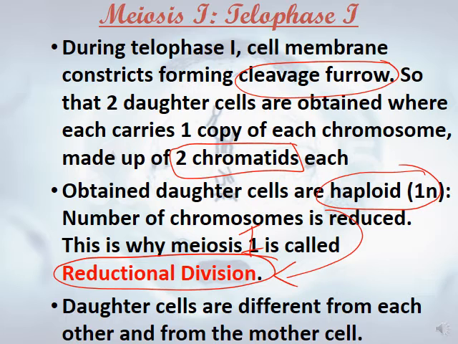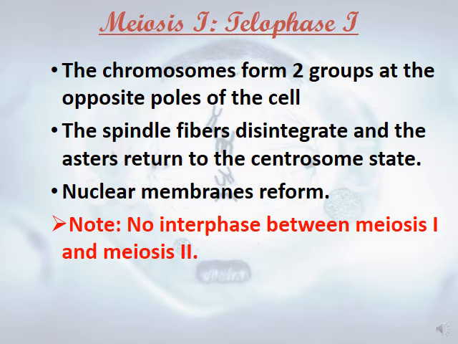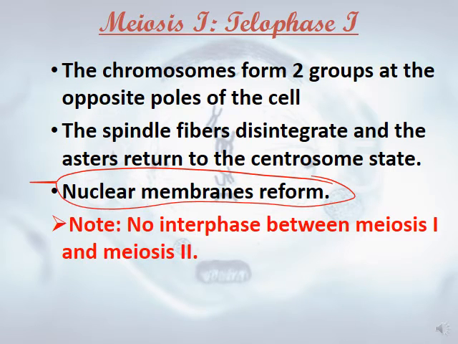The daughter cells are different from each other, and they are different from the mother cell. The chromosomes form 2 groups at the opposite poles of the cell. The spindle fibers disintegrate, and the asters go back to the centrosome state. The nuclear membrane will form again. There is an important note here: between meiosis 1 and meiosis 2, we don't have an interphase. Okay, so there is no interphase between meiosis 1 and meiosis 2.